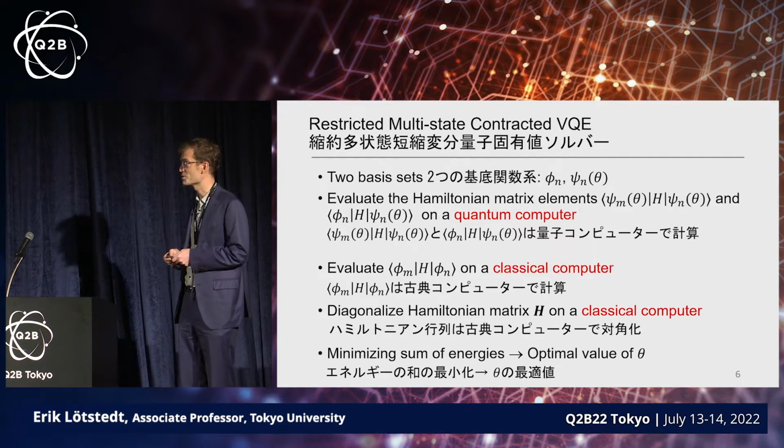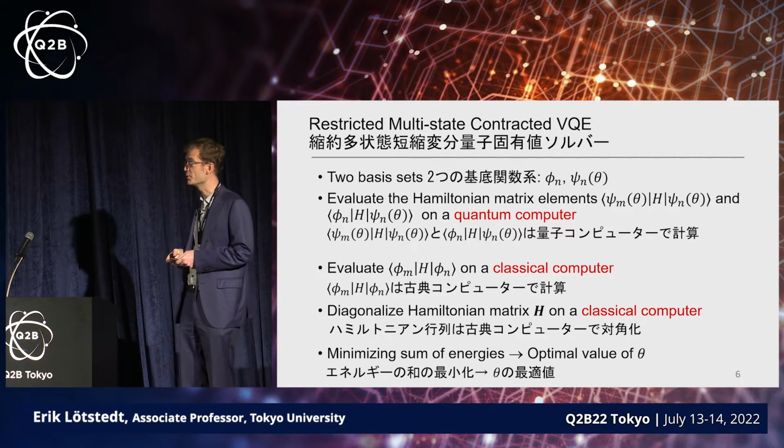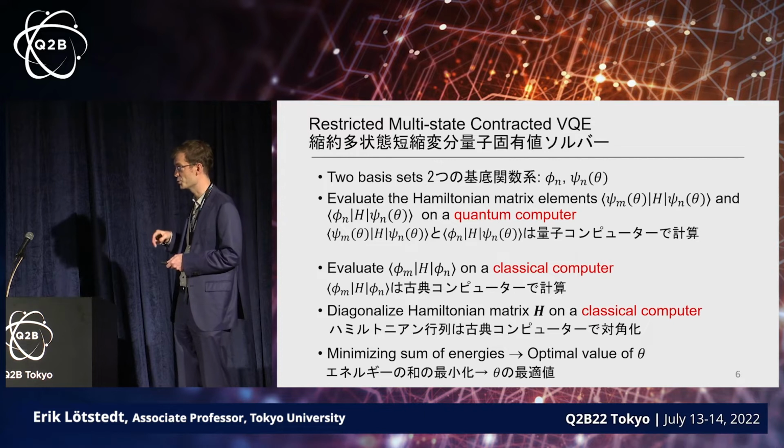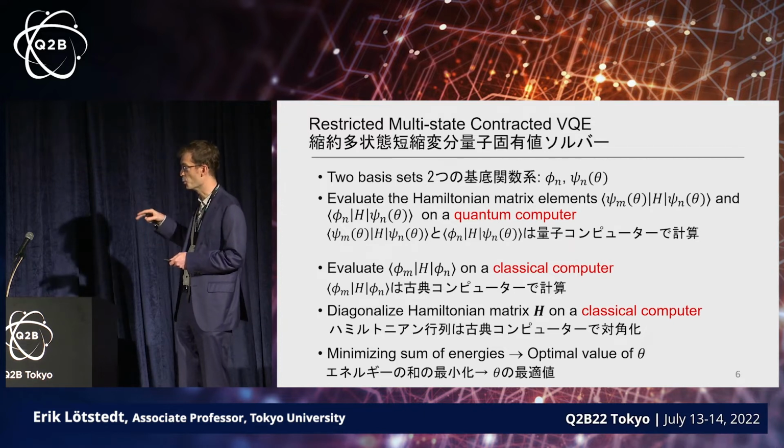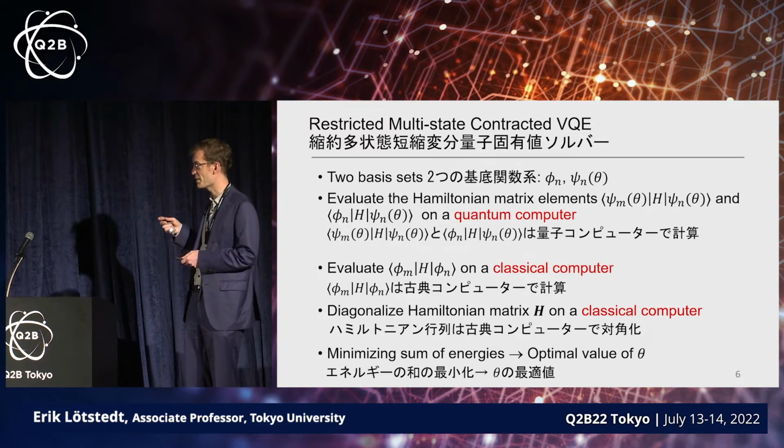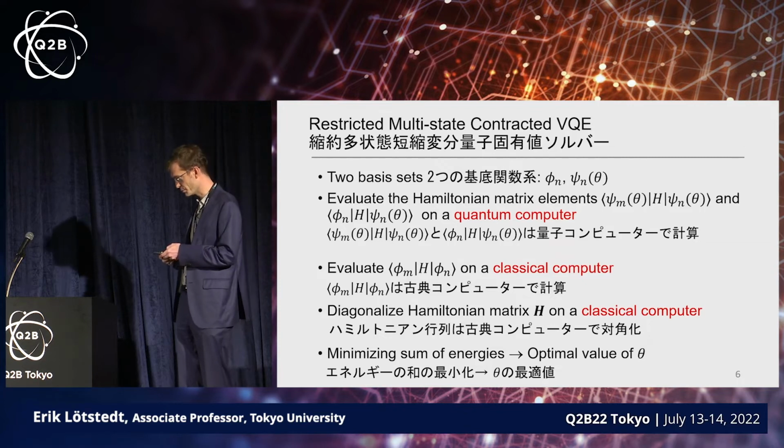And then after constructing the Hamiltonian, we diagonalize it using the classical computer, using a standard eigenvalue algorithm. And then because there is a variational parameter, or in general many parameters, we can change these parameters so that the energy levels become as good as possible, so we try to lower the energies of all the levels, or the sum of the energy levels, as much as possible.